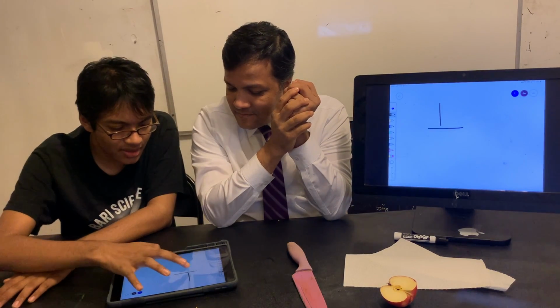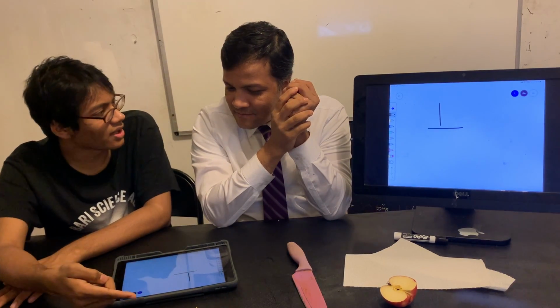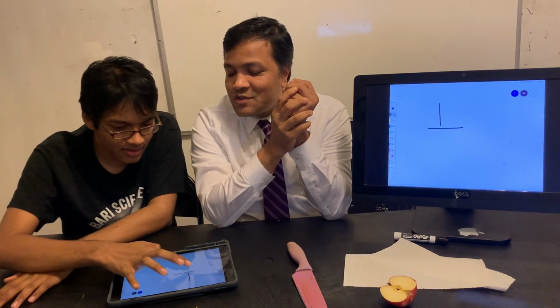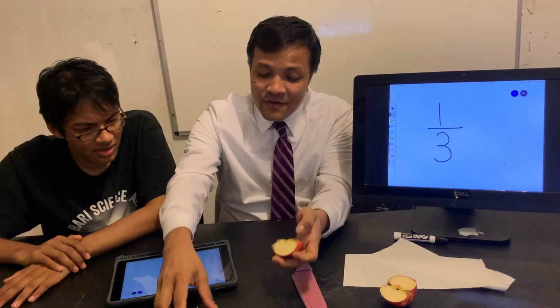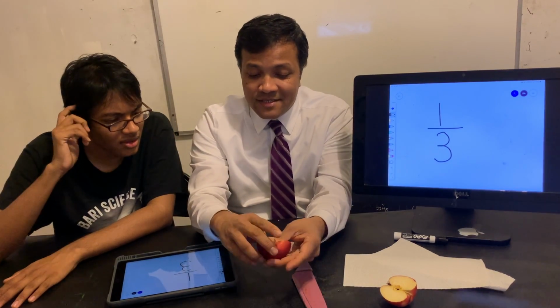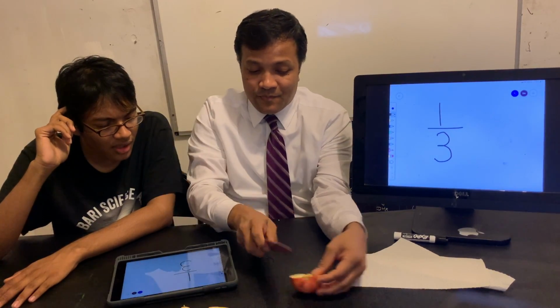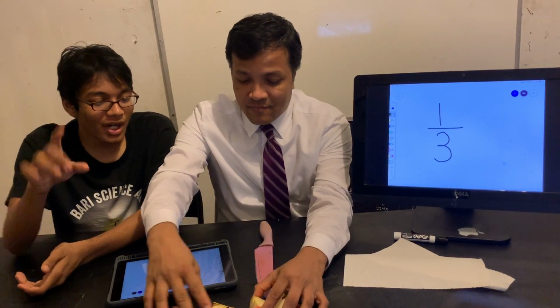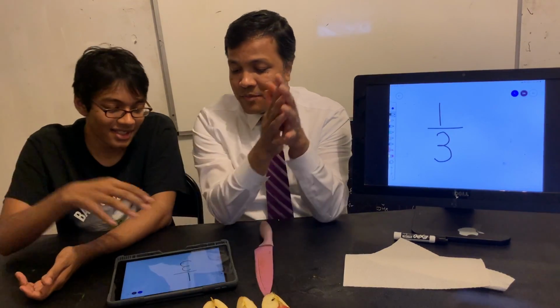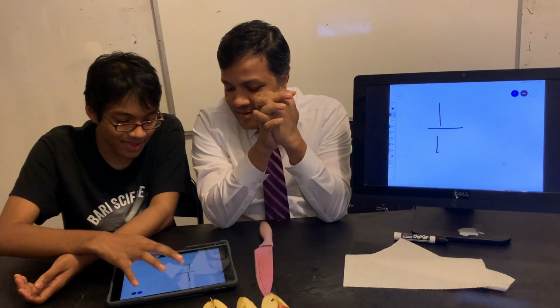So is it smaller than 1/2? It definitely is. You saw me cutting. So, look. Oh, it's like 1 out of the 4 pieces. 1 out of the 4. Oh, that makes it obvious.